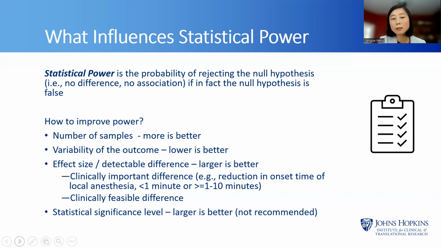Then the last one is that we can adjust the statistical significance level, which is alpha. But there's really not much flexibility in changing this parameter. Usually we would have to go by 0.05 or 0.01. So we don't really recommend making this significance level higher.